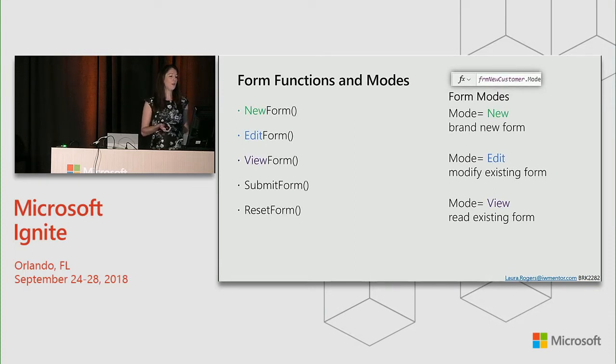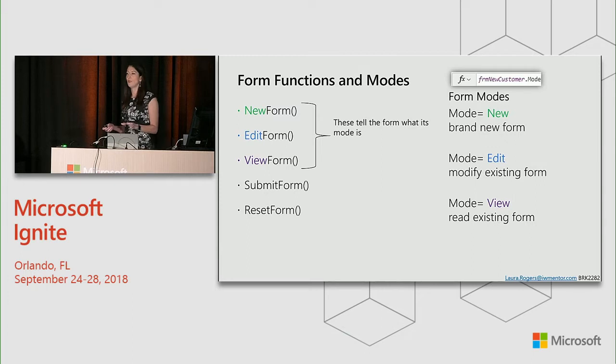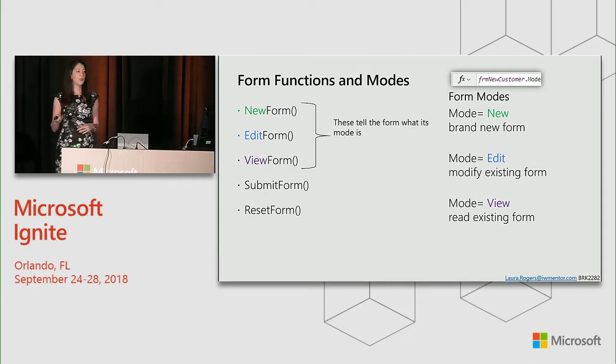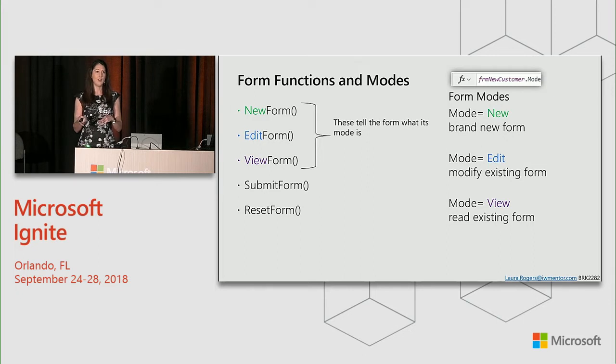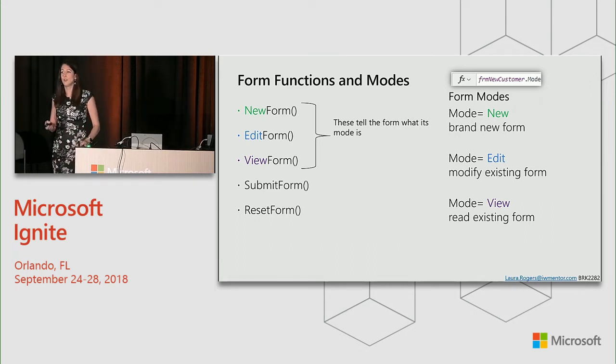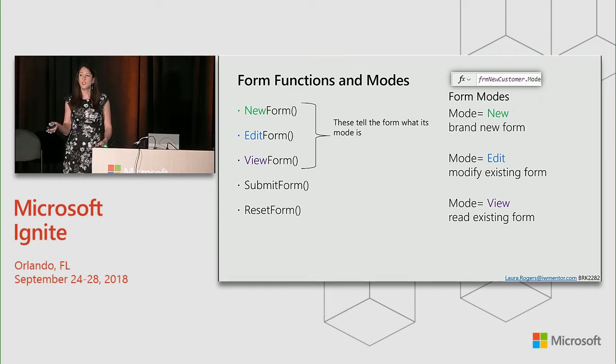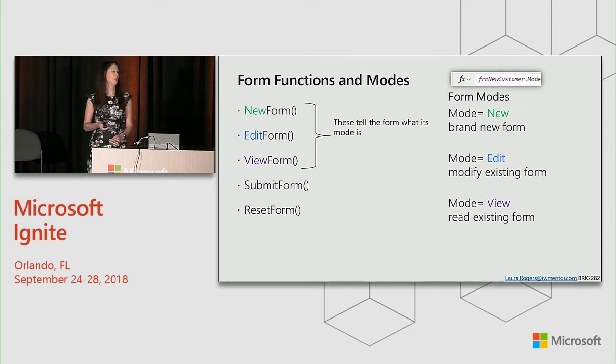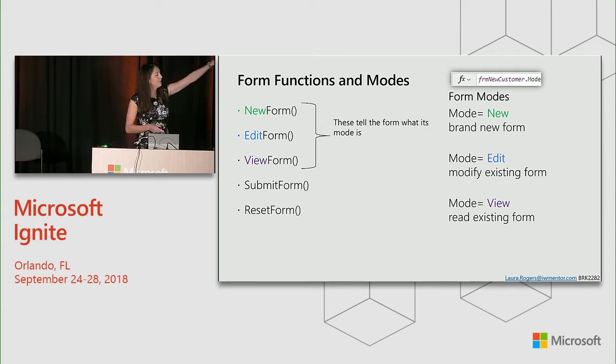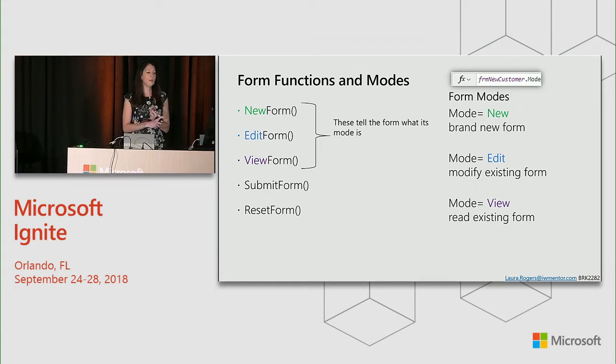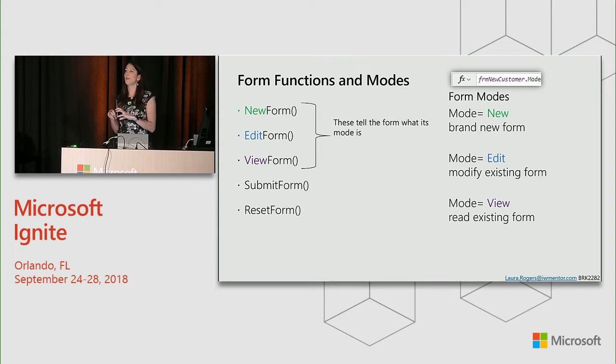A little bit more about form functions and modes. The form functions that exist are down the left, but these first three are the ones that you need to send to the form to tell it what mode to be in, whether it's creating a new one, editing an existing one, etc. So for mode, you have new, edit, and view, and if you've been using SharePoint for years, you're probably familiar with the new form, edit form, display form. In SharePoint, it's the same exact concept. Notice in this little formula box up here, I have FRM new customer; that is what I named my form control.